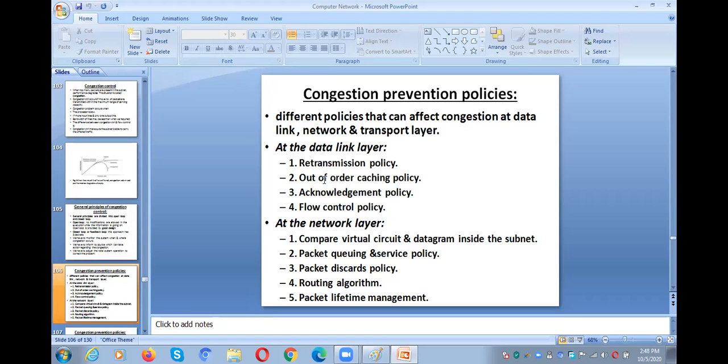Acknowledgement policy means here we need to follow piggybacking. In the morning session, I didn't cover piggybacking. What is piggybacking? The sender will send a packet to the receiver. Upon receiving the packet, the receiver will send back the acknowledgement. Piggybacking means along with the acknowledgement, the receiver can send some data to the sender. That means data plus acknowledgement will be sent back from the receiver to the sender so that the network bandwidth will be utilized in a better fashion. Why? Because the receiver is also willing to send some data to the sender.